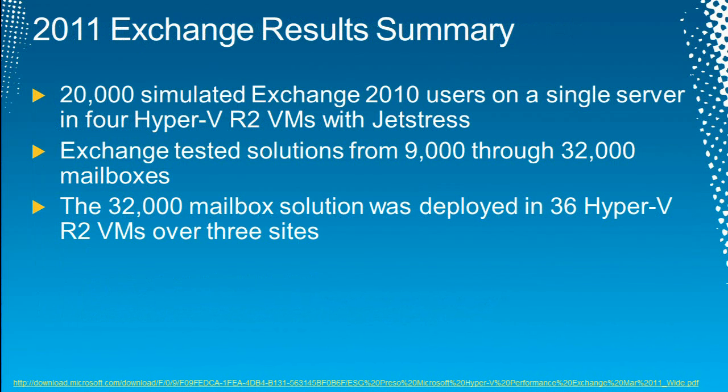So just to summarize the Exchange results, we simulated 20,000 Exchange users on a single server in 4 VMs. Now in production, would you put those 4 virtual machines on the same host? And the answer is no. You'd separate them out for resiliency. You wouldn't have 2 members of the same DAG on the same physical host. You wouldn't do it because you'd be lowering the level of resiliency from a hardware perspective. You'd want to separate these out and make these design considerations that we'll talk about shortly.